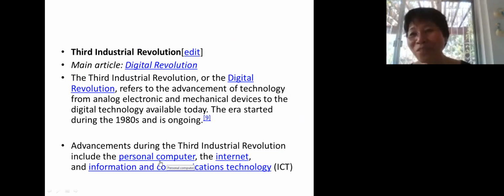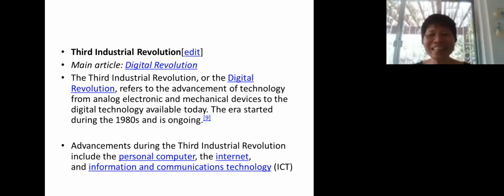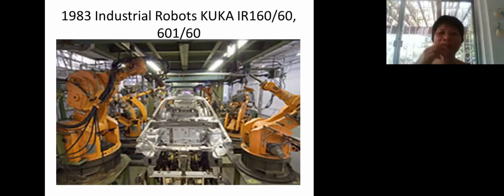This is a way of lecturing, distance lecturing, and this is because of the digital revolution. We are in the digital revolution right now. The internet and information and communication technology. We are taking advantage of the digital technology. This is the 1983 industrial robot KUKA, all right? That is an example.